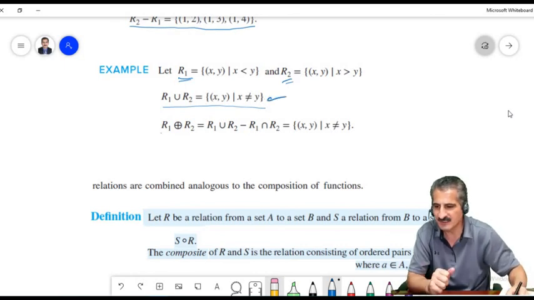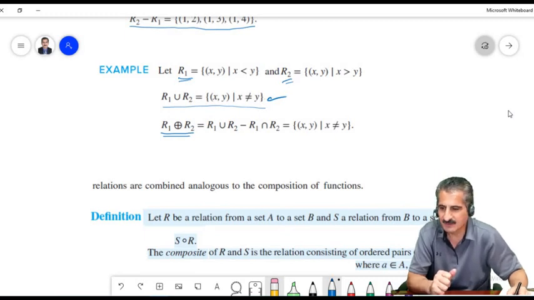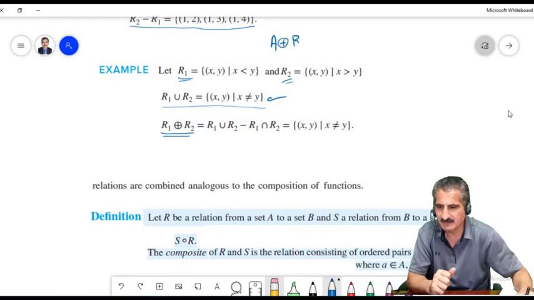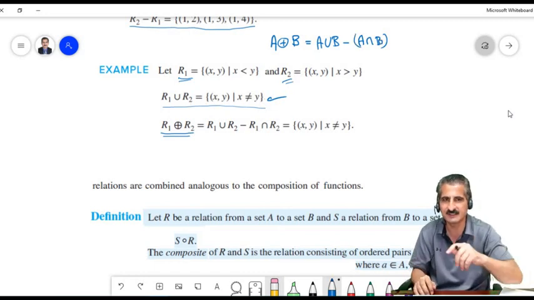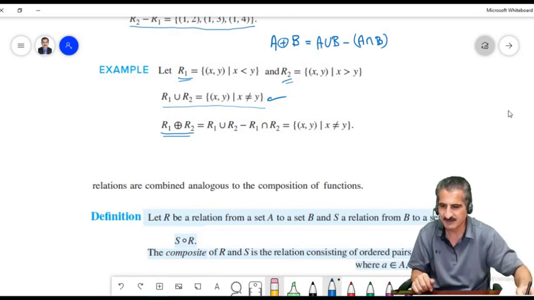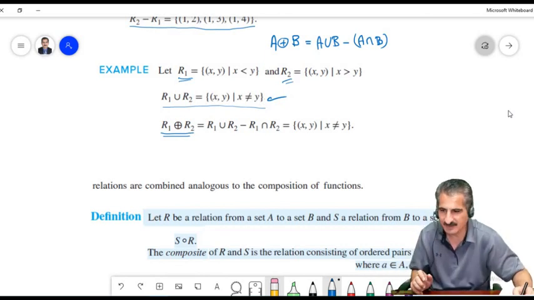Now what about the exclusive relation? And we know that means A circle plus B equals A union B minus A intersect B. So we will have the sets that are in A but not in B, and the sets that are in B but not in A. So what we get is their union minus the intersection. So their union is this in here.